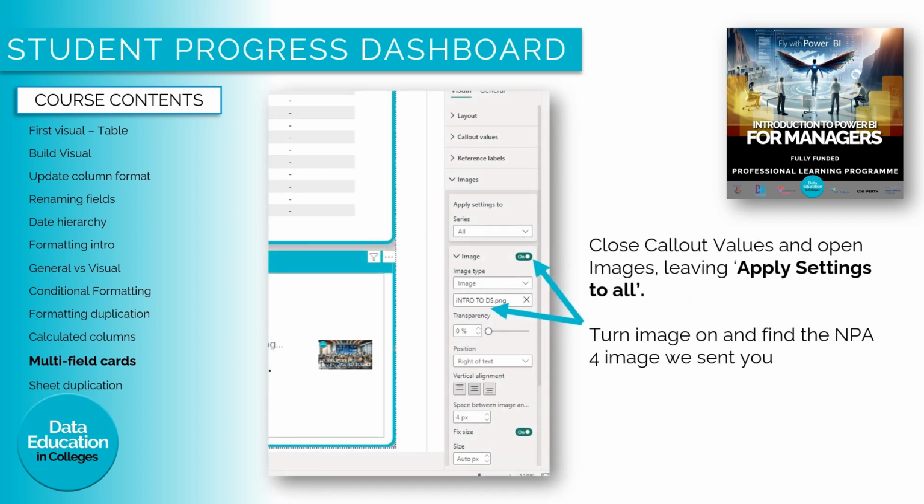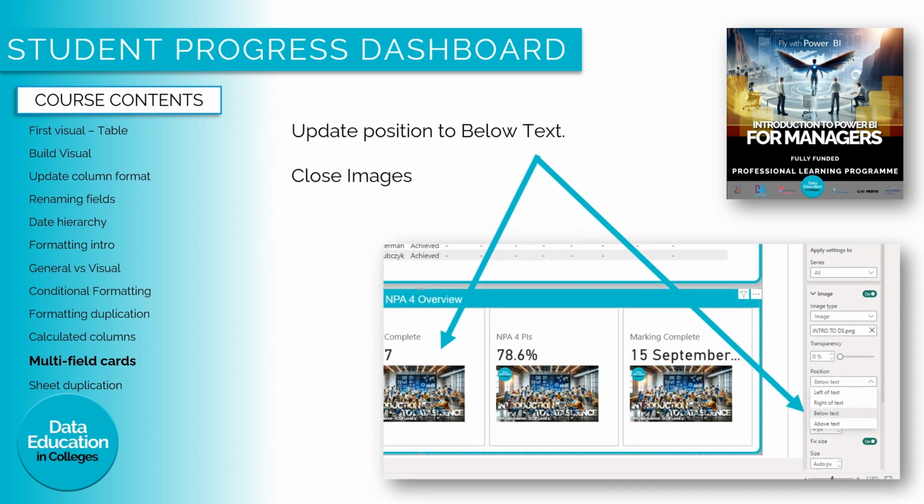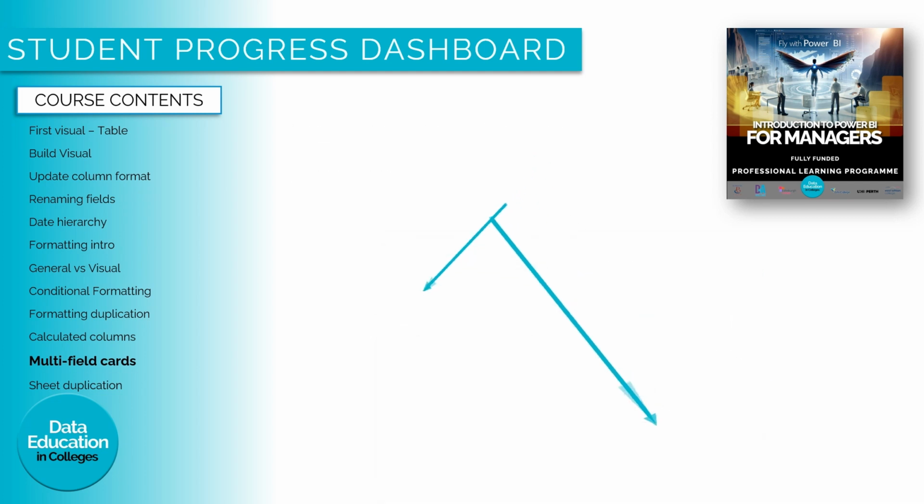And then close callout values and open up images, leaving apply settings to all. Turn the image on and add the NPA4 image we sent you. Change it to below text. They'll all change at once. We can do all series at once this way.